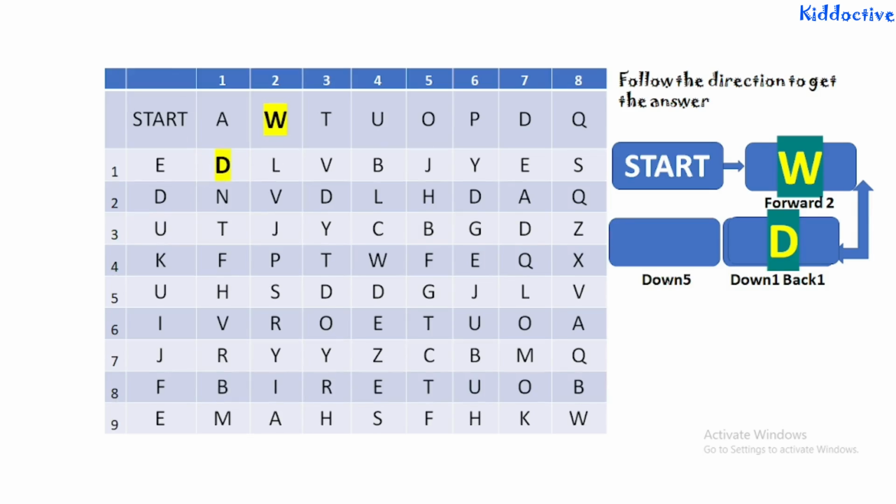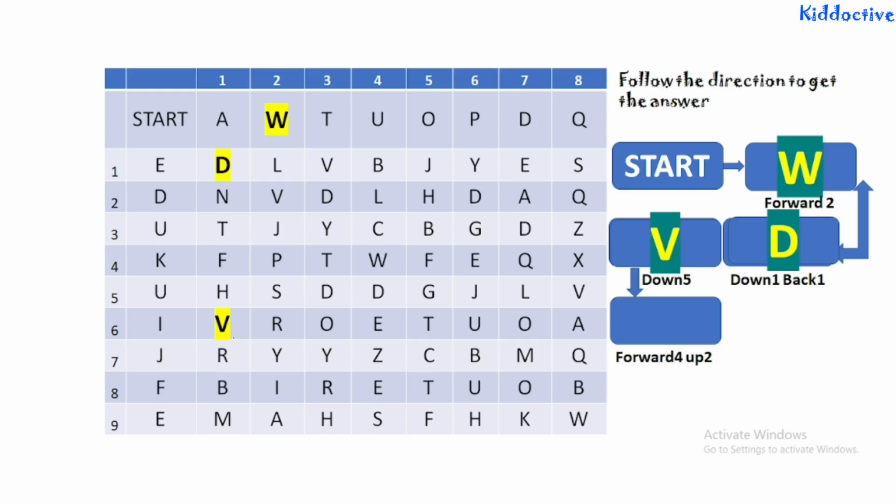Now the instruction is down 5. Down 5 means if we consider this 0, then we go down 1, 2, 3, 4 and 5. So we are here, and it's V. Now forward 4, up 2. Forward means we are going in this direction, forward from V. We consider V as 0 and go forward 4: 1, 2, 3, 4. Then up 2: 1, 2.